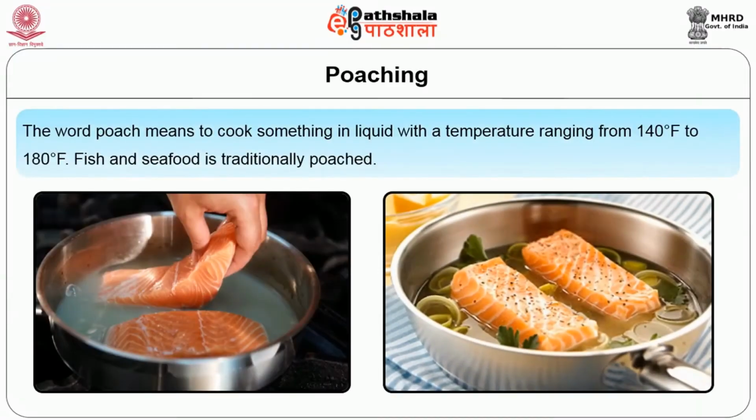Dear students, the word poach means to cook something in liquid with a temperature ranging from 140 degrees Fahrenheit to 180 degrees Fahrenheit. The liquid for poaching is usually stock or water with seasonings and aromatic vegetables. Fish and seafood is traditionally poached. At the correct temperature, the poaching liquid won't show any visible signs of bubbling, though small bubbles may form at the bottom of the pot.